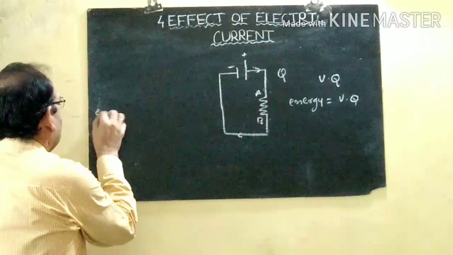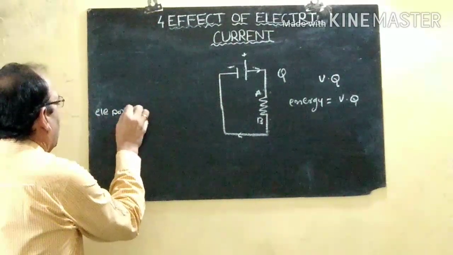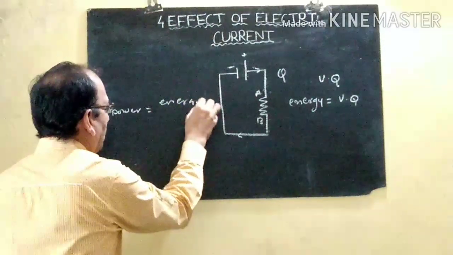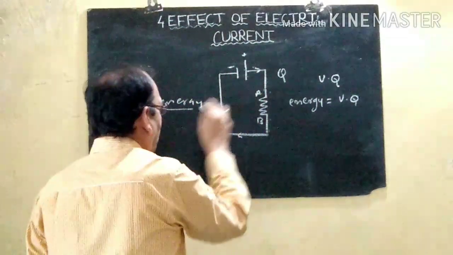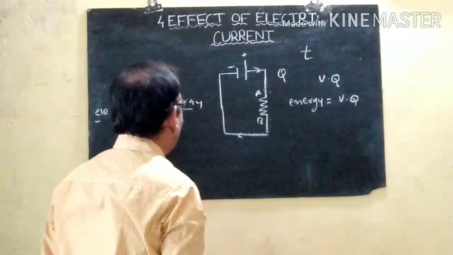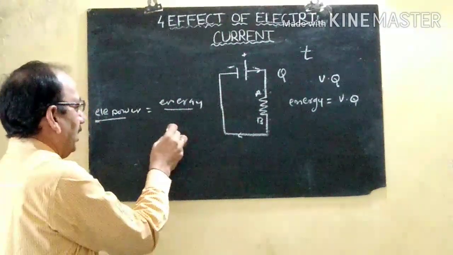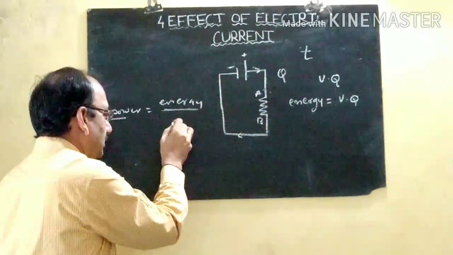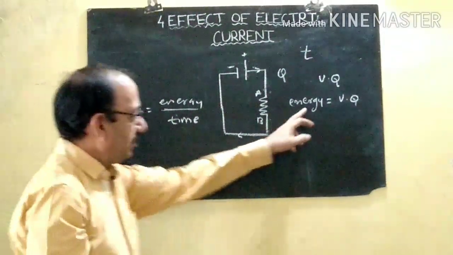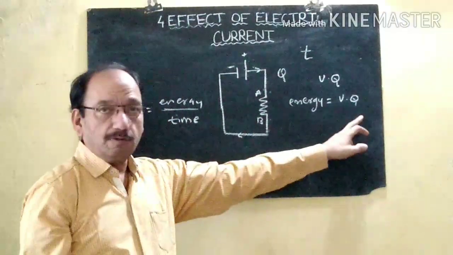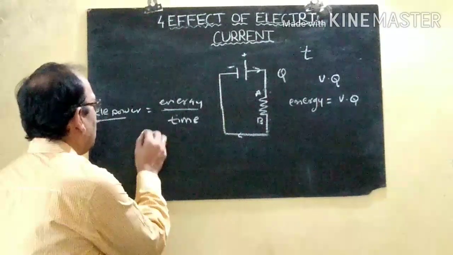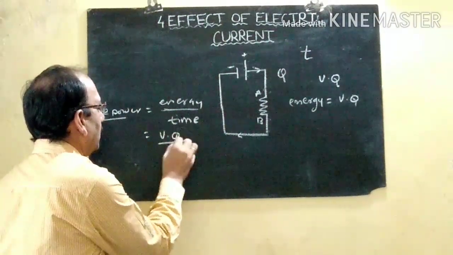Now the term electrical power. The energy which is supplied by this electrical cell to do this work, the time required is T. We can calculate the electrical power with the help of energy divided by time required. Here the energy supplied by the cell is equal to the work done through the resistor. So P is equal to V into Q divided by T.